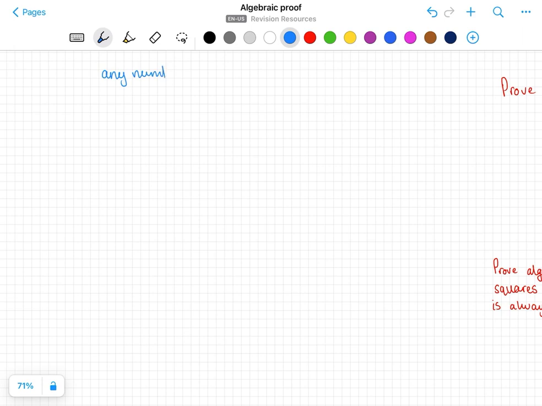Representing any number with either n or x, any even number is always going to be in the 2 times table, so we will represent that as 2n. An odd number is always 1 more or 1 less than an even number.